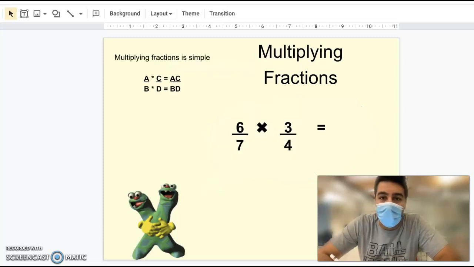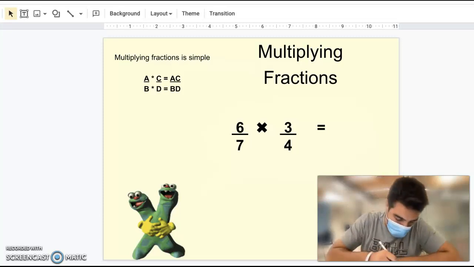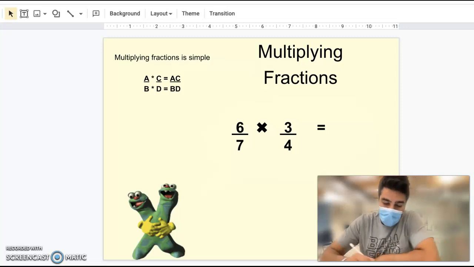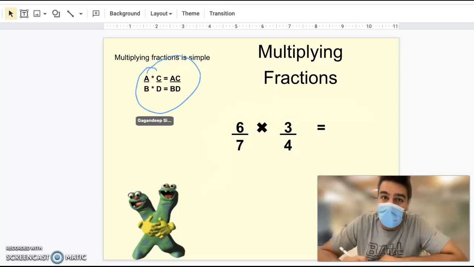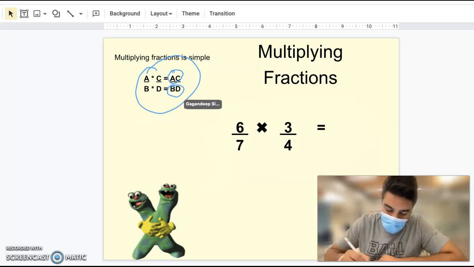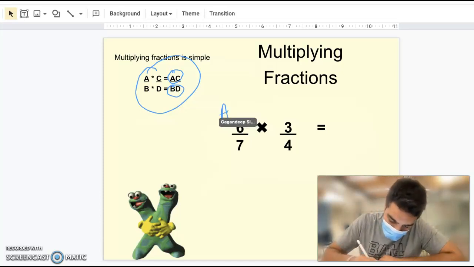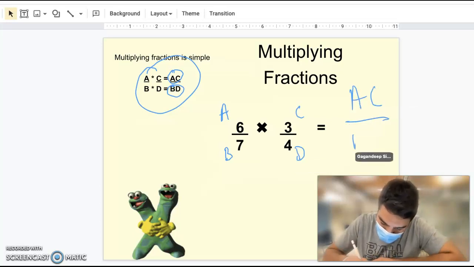Now, the first one I'll start with is this one here. I got 6 over 7 times 3 over 4. And now I'll just start really slowly, right? Remember, you guys, what this rule tells me is that if I'm ever multiplying a over b times c over d, all I have to do is multiply a by c over b by d, and that's going to give me my answer, right? So this is a, the 7 is b, this is c, this is d. And that's just really multiplying across.